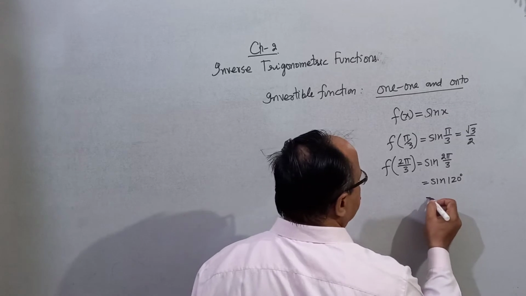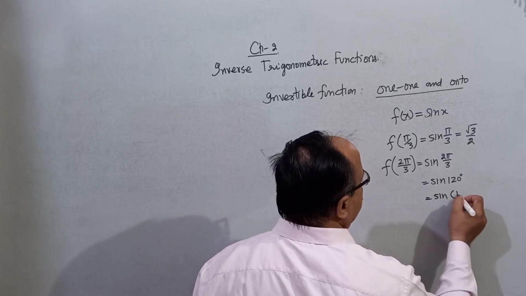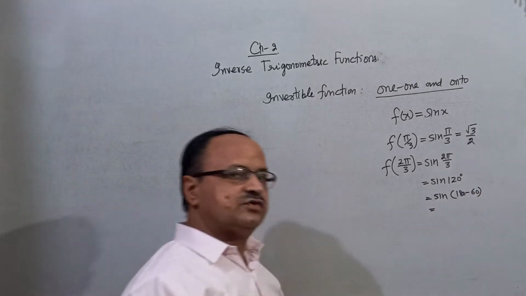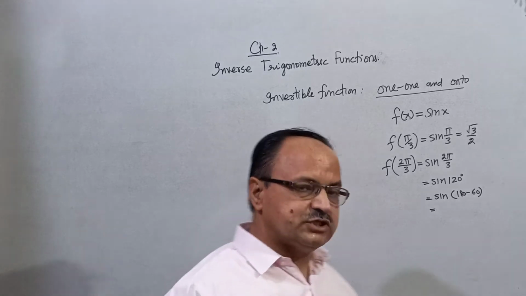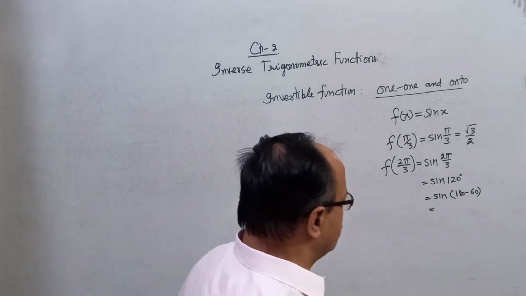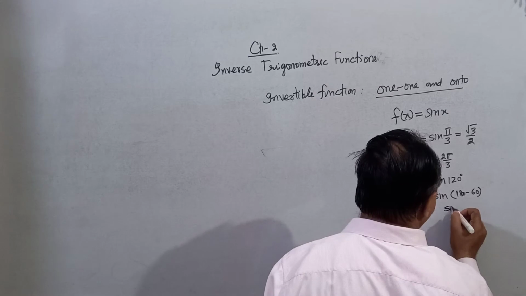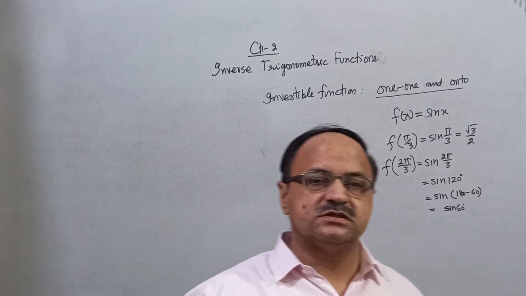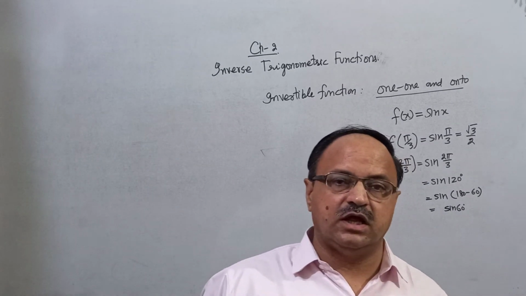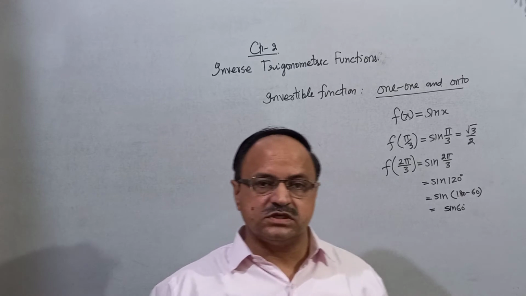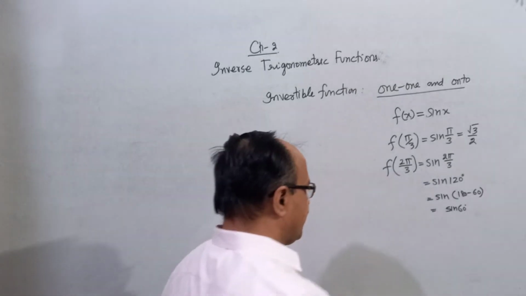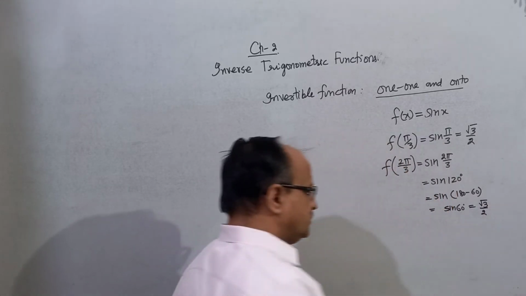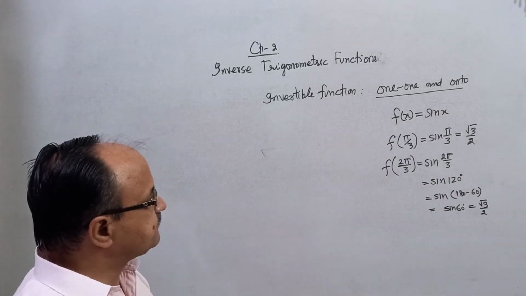And the 120 degree value you know, sin of 180 minus 60. It is the case of 180, therefore trigonometric ratios do not change. Sin 60, and you know that 180 minus theta lies in the second quadrant, and in the second quadrant sin is positive, and the value of sin 60 is root 3 by 2. Clear?